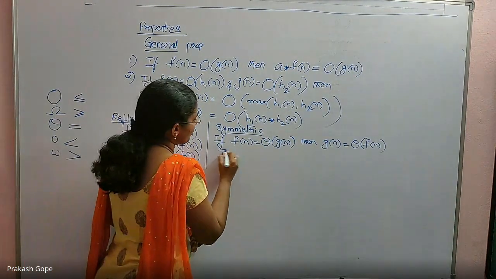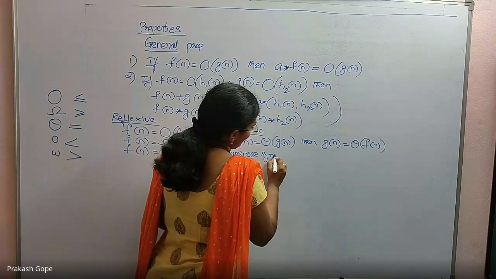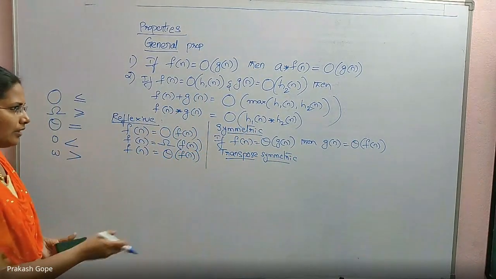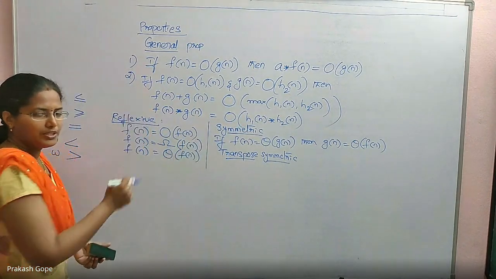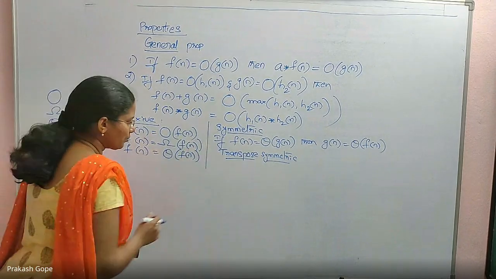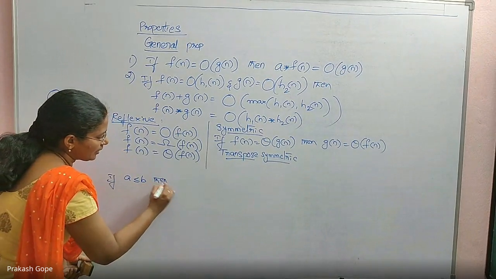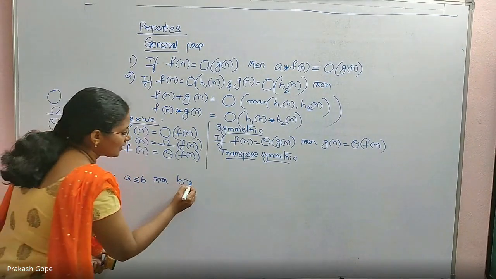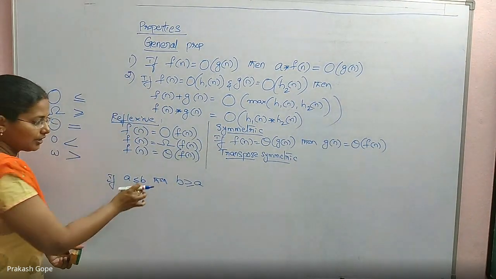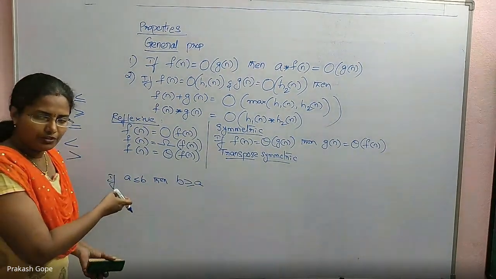There is something called transpose symmetric, which we have already discussed as a note, but we will write again. Even this we have written as a note when we discussed theta notation. The property name is symmetric. Now for transpose symmetric, it is like this. If A is less than or equal to B, then B is greater than or equal to A. B less than or equal to A is false. That's why it was not symmetric. But B is greater than or equal to A. This is called transpose symmetry. We have written this as a note.